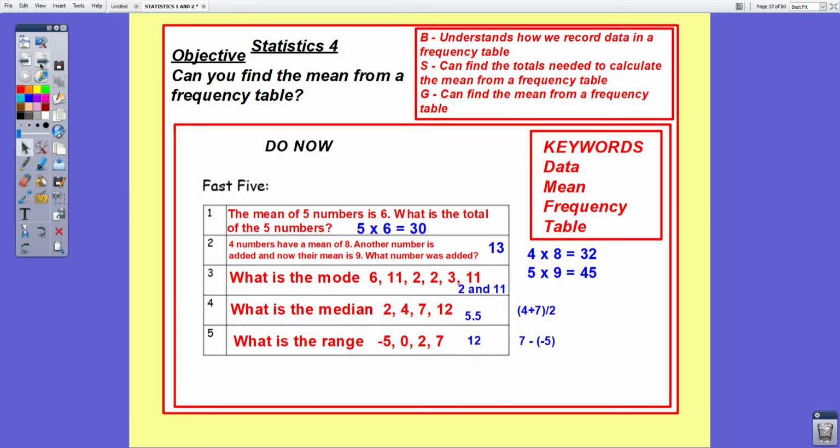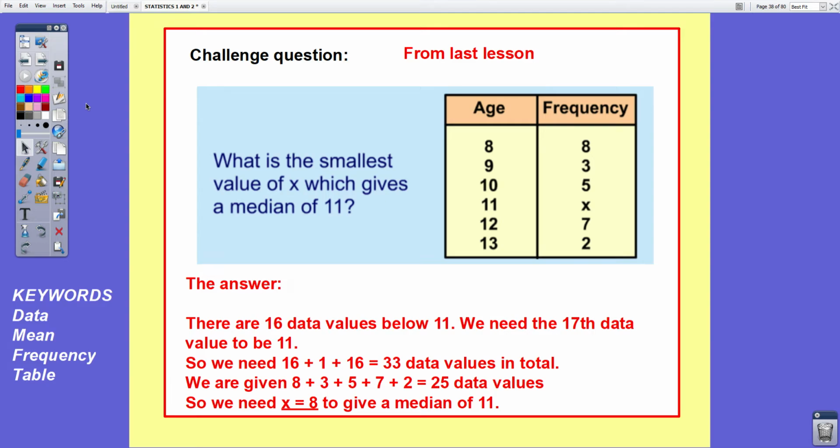Okay, so let's move on to the bulk of today's lesson. Oh, before we do that, last lesson, if you remember, the challenge question, we didn't have an answer for it due to technical difficulties. Therefore, here is last lesson's challenge question where you had to find the smallest value of x which will give you a median of 11.